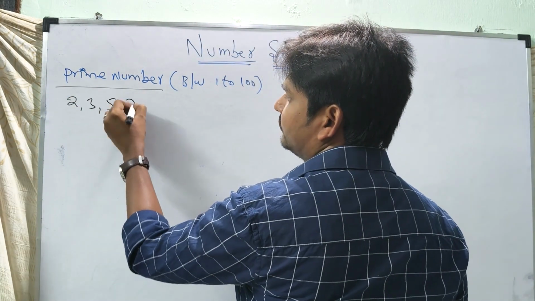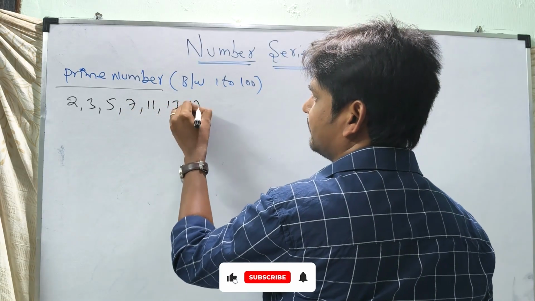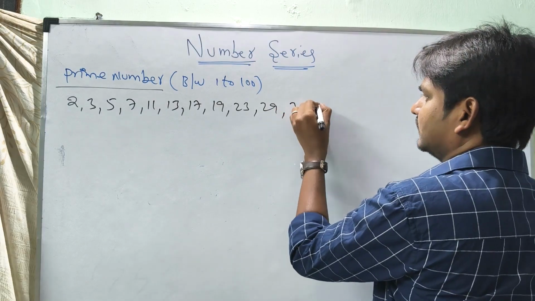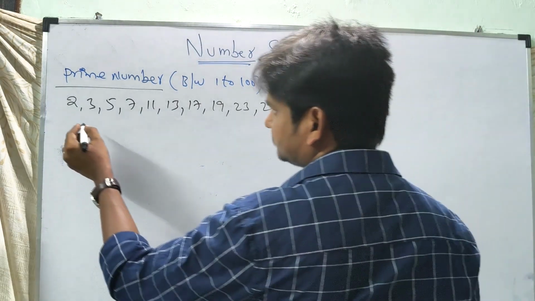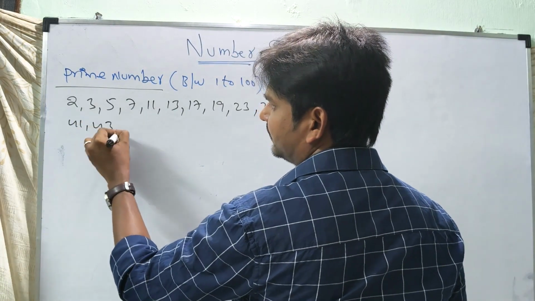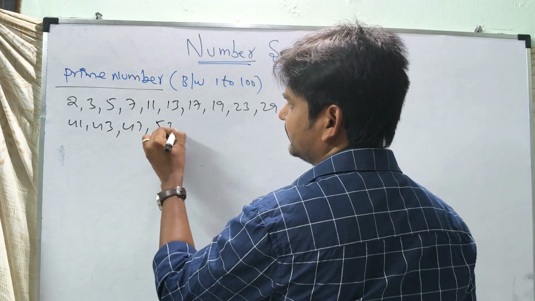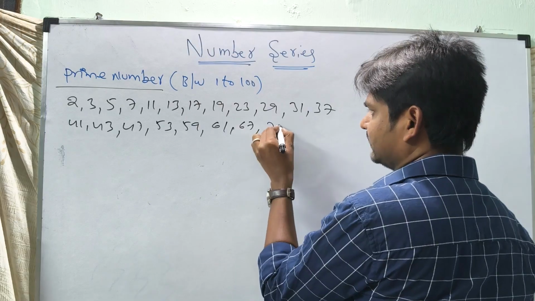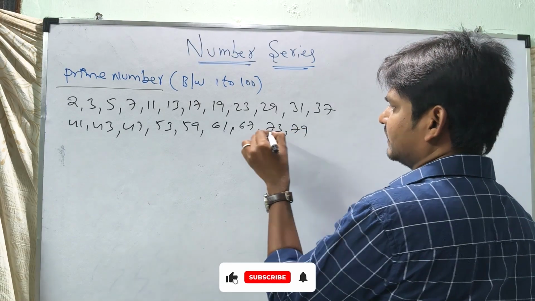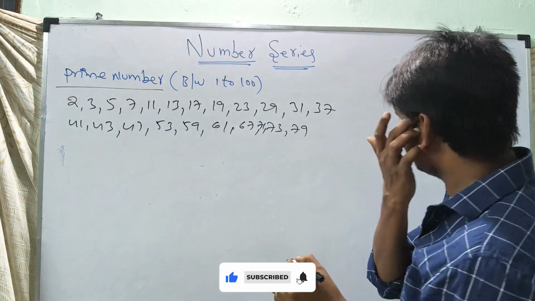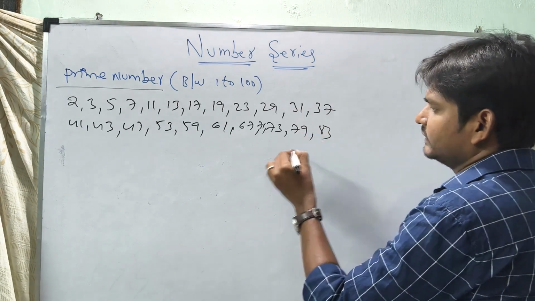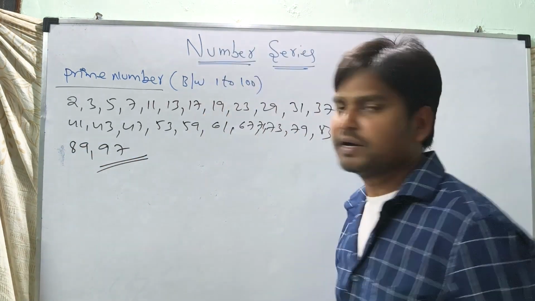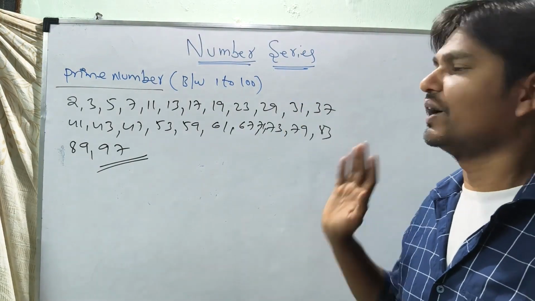The prime numbers between 1 to 100 are 2, 3, 5, 7, 11, 13, 17, 19, 23, 29, 31, 37, 41, 43, 47, 53, 59, 61, 67, 71, 73, 79, 83, 89 and 97. These are all the prime numbers between 1 to 100.